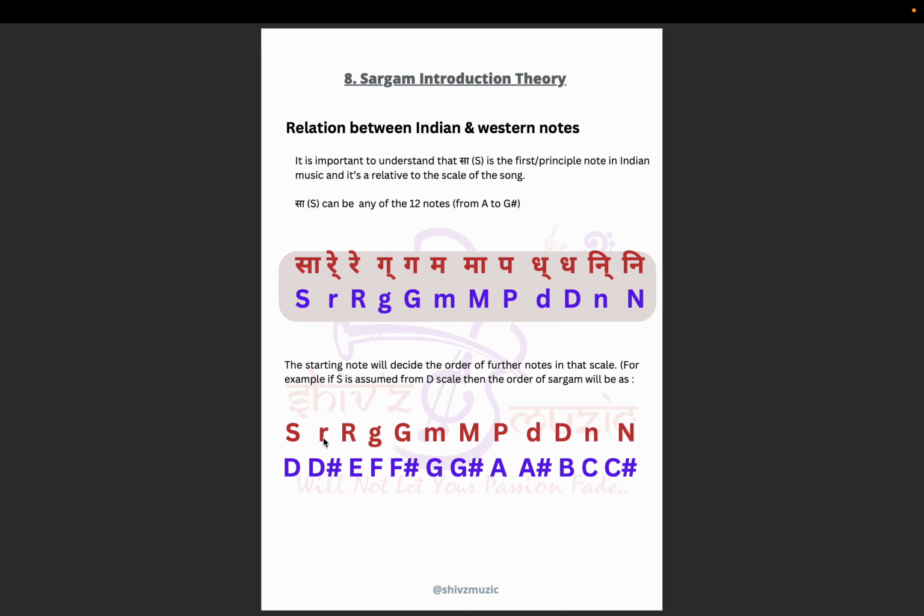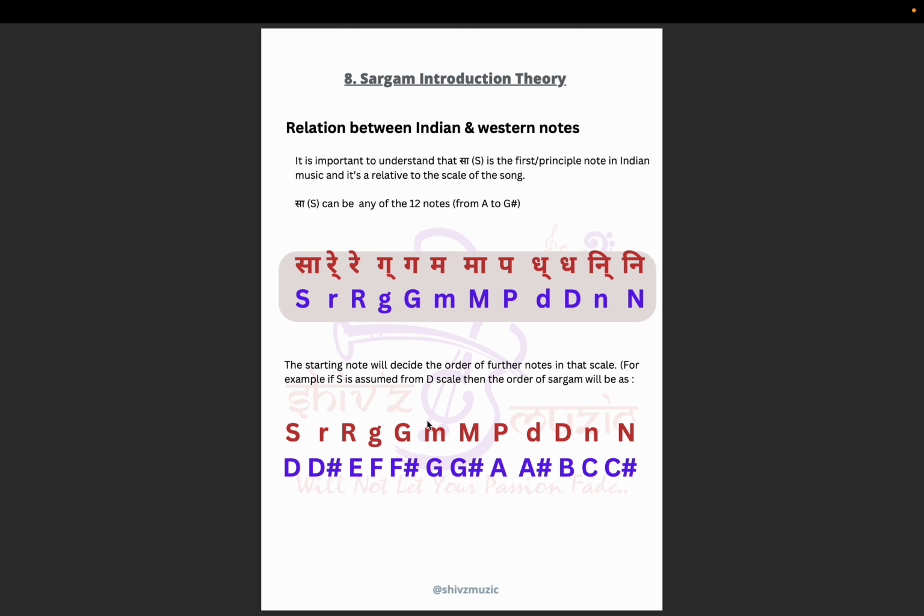Then Re Komal will be D sharp, Re Shuddh will be E note, Ga Komal will be F note, Ga Shuddh will be F sharp, Ma Shuddh will be G, Ma Tivra will be G sharp, Pa swar will be A note, Dha Komal swar will be A sharp, Dha Shuddh swar will be B note, Ni Komal swar will be C note, and last Ni Shuddh will be C sharp note.